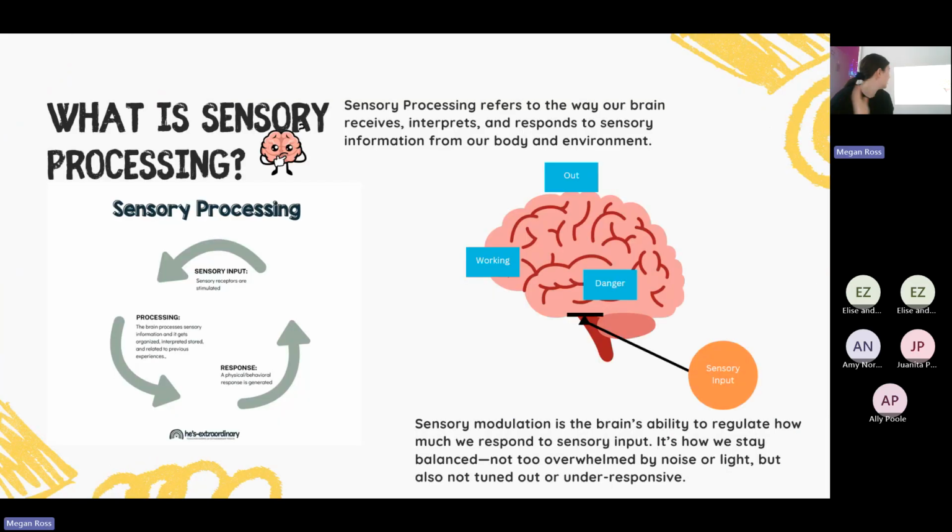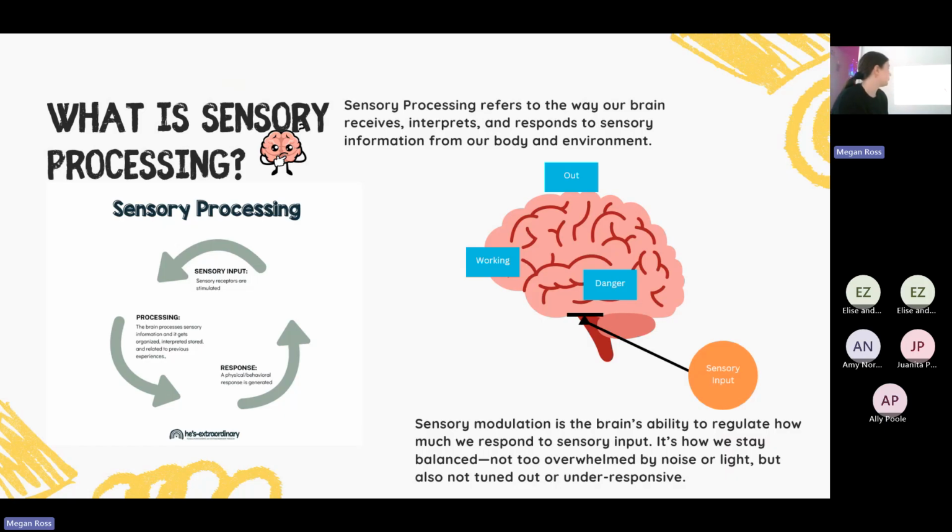So what is sensory processing? Sensory processing refers to the way our brain receives, interprets, and then responds to sensory information from our body and environment. So we have this cycle. We get the sensory input, and then the sensory input gets processed. Our brain does that all for us, and then we respond. What's really important to understand about sensory processing is that it's all a reflex. It's all automatic. It happens within seconds. It's not something that we are actively choosing. Our brain is doing it automatically.